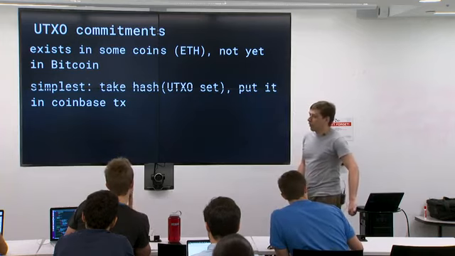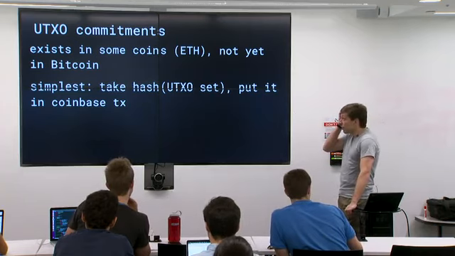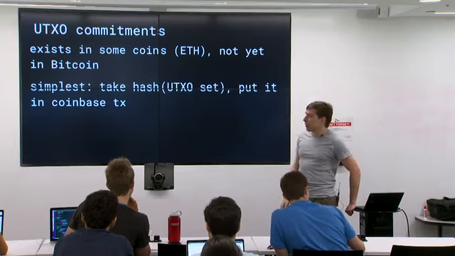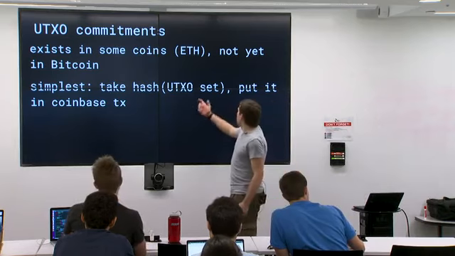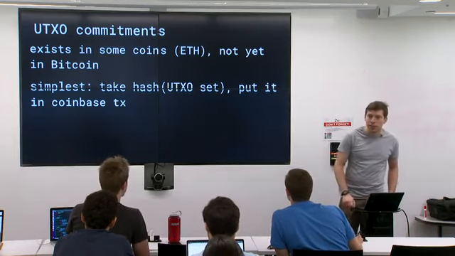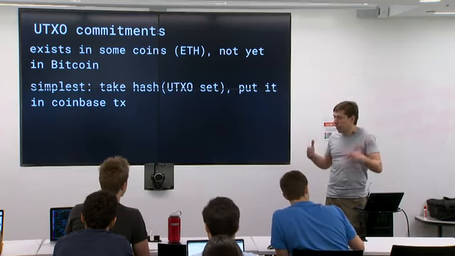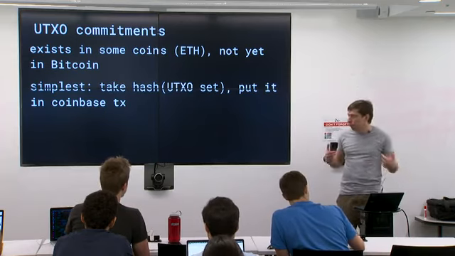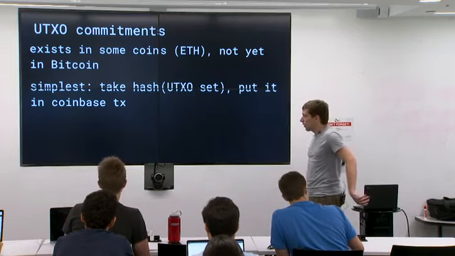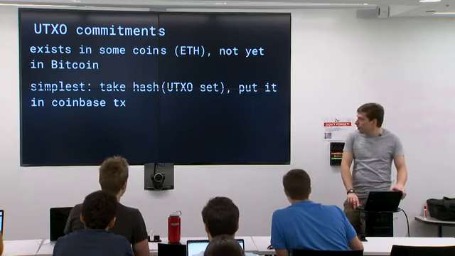So you can make these proofs that coins exist based on a block header. So it exists in Ethereum. It doesn't exist in Bitcoin, but people have been talking about it for years. The simplest way was to say, take a hash of the UTXO set and put it in every coinbase transaction and make that a consensus rule, so that when you mine a block, you have to take the hash of the UTXO set you're aware of and put it in the block so that everyone can see it. And if everyone disagrees, they're going to invalidate that block. This is really simple. You probably want to do a little bit fancier than this.